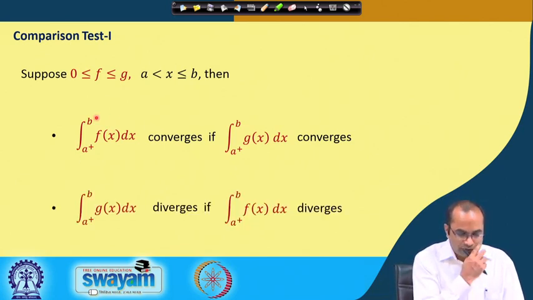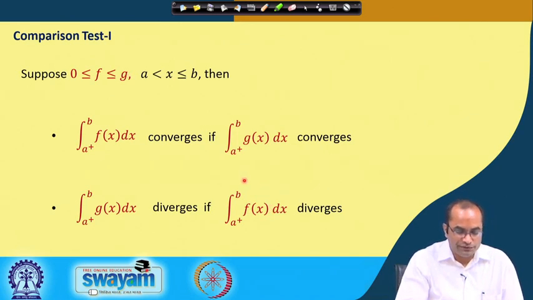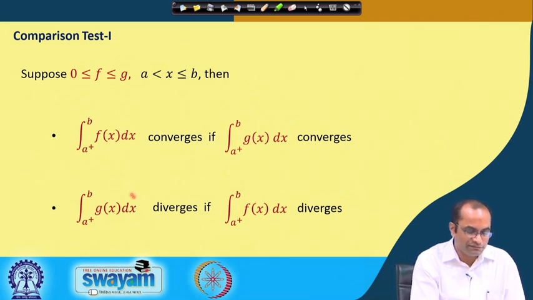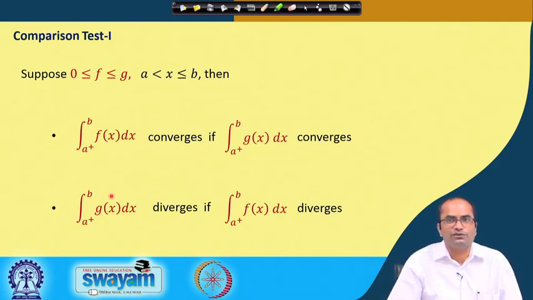Second, we can also conclude from this relation that if the integral of f(x) dx, the smaller one, diverges, then the integral of g diverges. Since f is taking lower values than g, if the integral of f diverges, naturally the integral of g, whose value is supposed to be bigger, will also diverge. So it is a simple comparison test, but very useful for deciding the behavior of such improper integrals.